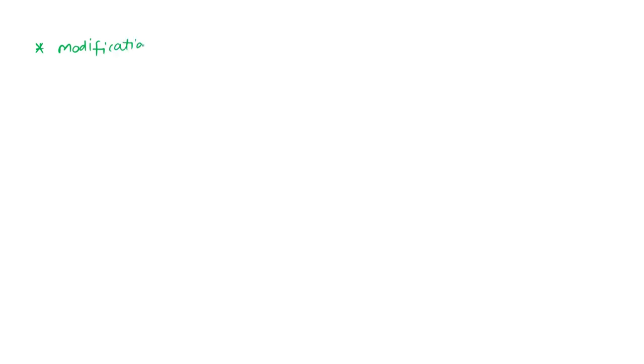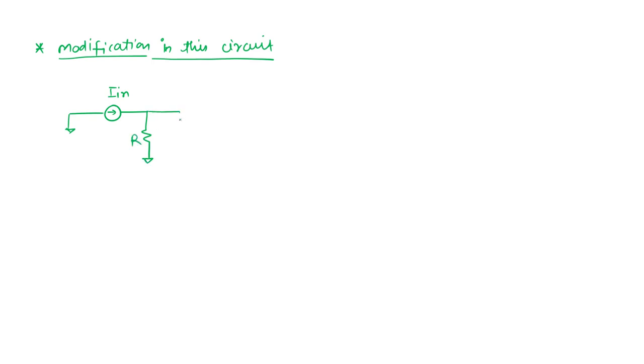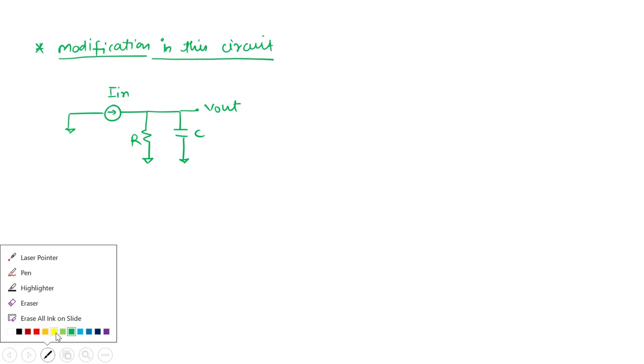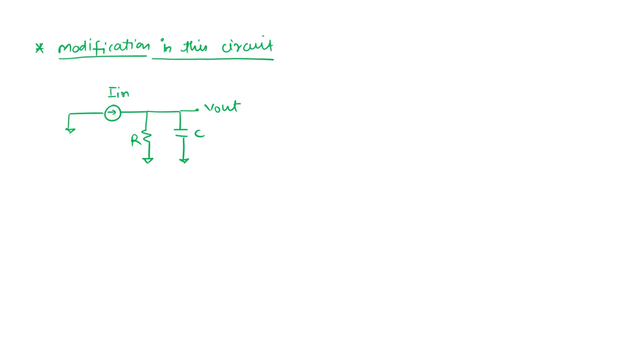a modification in this circuit. If you do this modification, hopefully you will find the discussion simpler, or whatever we have done in the previous classes. So it is what? It is like a parallel RC connected with my input current source. What can I do? Can I do a source transformation here? Can I apply a source transformation here?